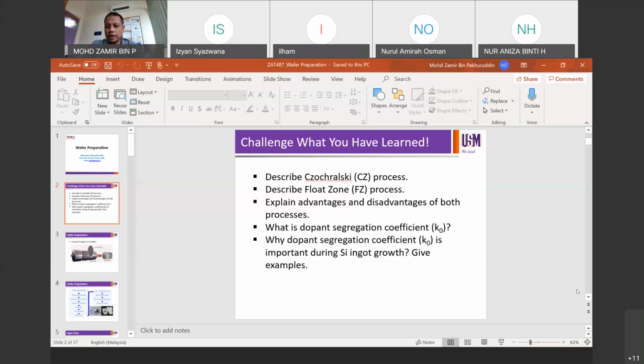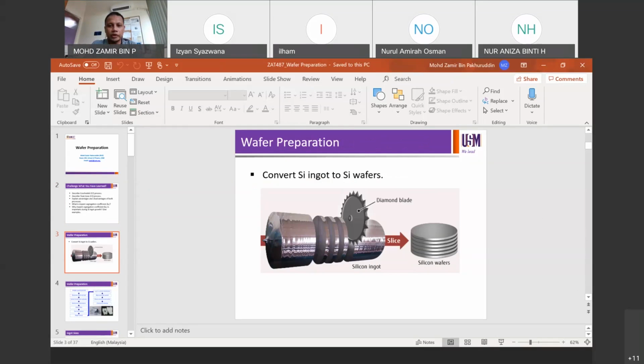All right, done. So let's move on to wafer preparation for this class. Wafer preparation is about converting silicon ingot into silicon wafers. So you can see the image there. What we're going to do next is, now we've got the ingot ready, whatever the length is, whatever the diameter is, we want to cut the ready ingot into silicon wafers, right? And that can be done by a couple of methods.